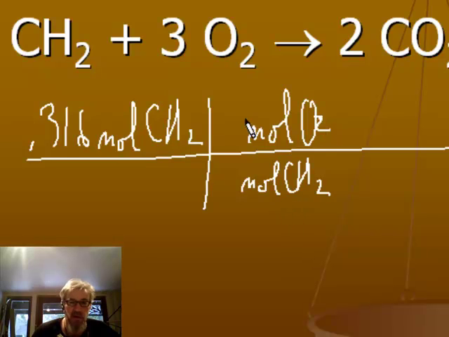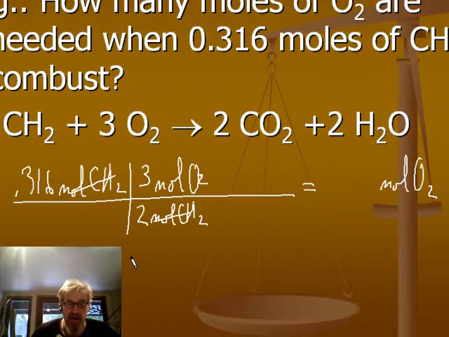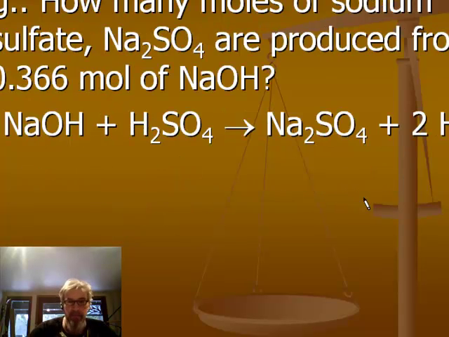The ratio? Well, the balanced chemical equation says 3 moles of O2 for every 2 moles of CH2. Moles of CH2 now cancel, which I intended, and the answer is going to be moles of O2. Now that my units are right, I know my number will be right. So I do my calculation. 0.316 times 3 divided by 2 gives me 0.474 moles of oxygen. Here's another.